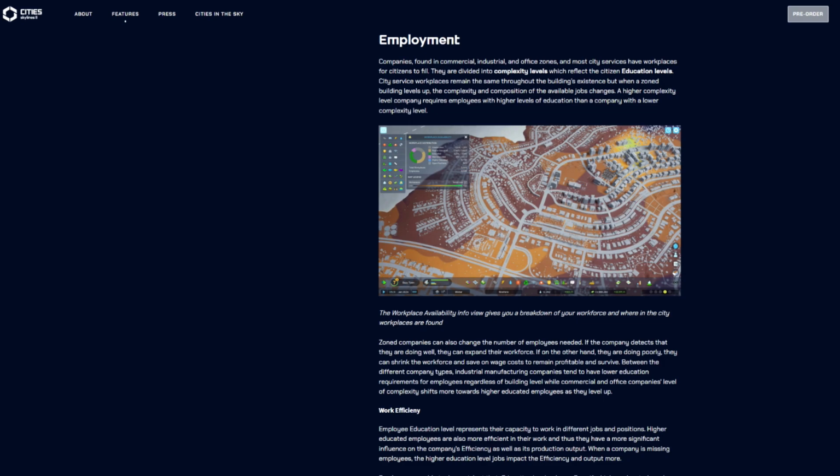Companies found in commercial, industrial, and office zones, and most city services have workplaces for citizens to fill. They're divided into complexity levels, which reflect education levels. City service workplaces remain the same throughout the building's existence, but when a zone building levels up, the complexity and composition of available jobs changes. A higher complexity level company requires employees with higher levels of education than a company with a lower complexity level. The workplace availability info view gives you a breakdown of your workforce and where in the city workplaces are found.